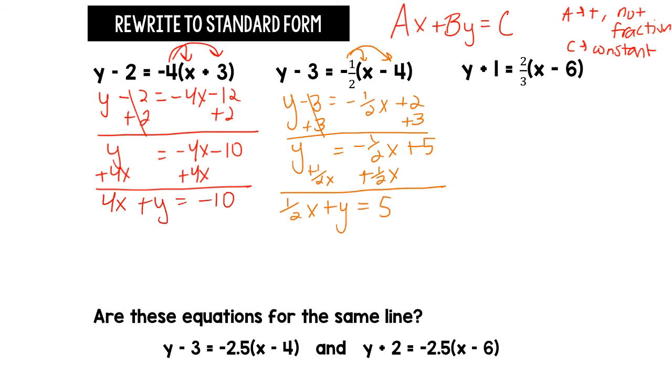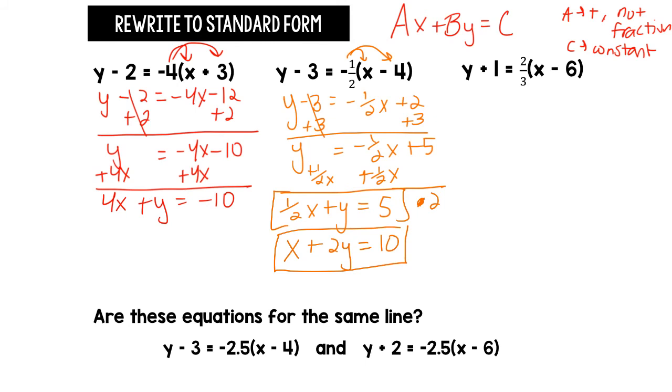Now, we cannot have this fraction in front. Not okay. So what do we do? We multiply by the common denominator. It's 2. So 1/2, 2 divided by 2 is 1. So now all we have is x in the front. 2 times y is 2y. 5 times 2 is 10. And that is our answer.